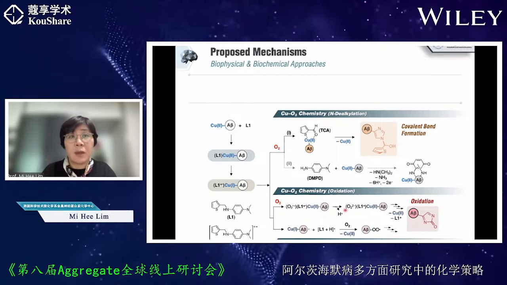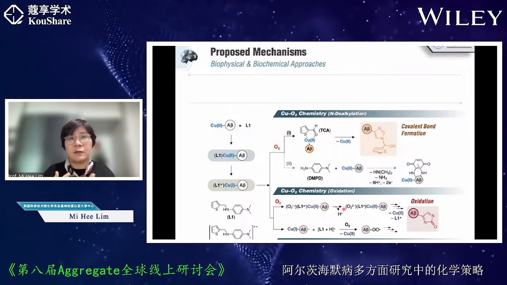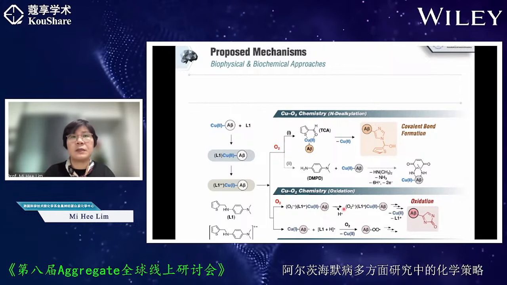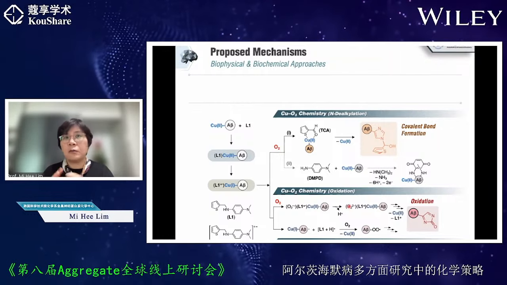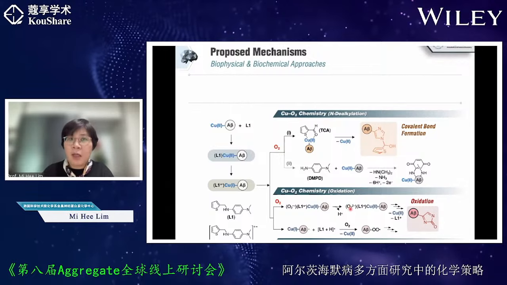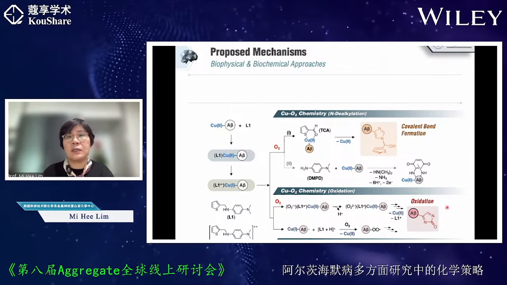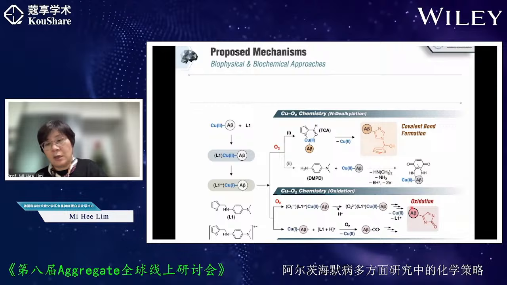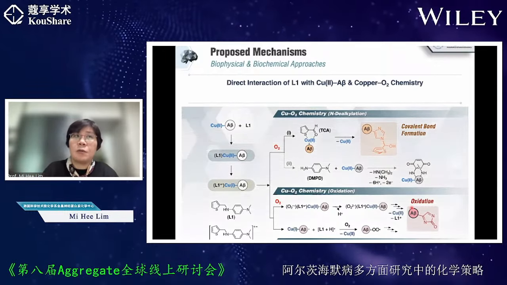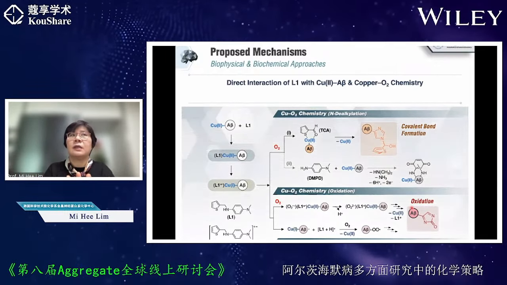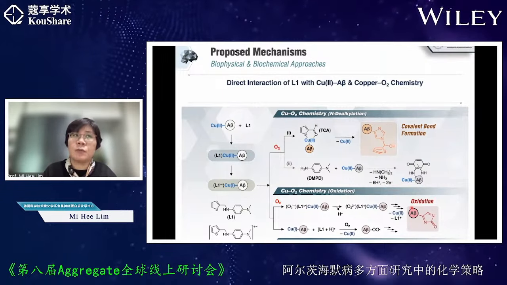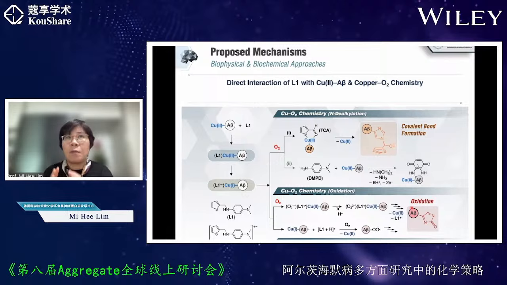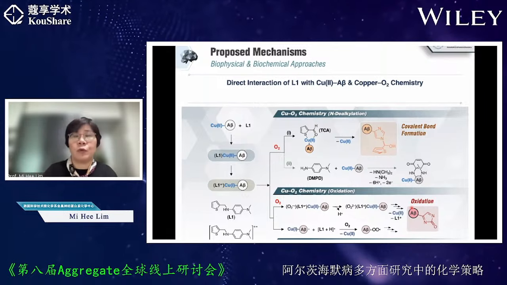Not only that, there is another copper-O2 chemistry: these transient copper-O2 complexes can generate multiple reactive oxygen species. But the copper-O2 intermediate, not the free ROS, can actually oxidize the histidine into 2-oxohistidine. So such reactivity of the L1 can occur through direct interaction between our ligand and A beta, followed by the copper-O2 chemistry.